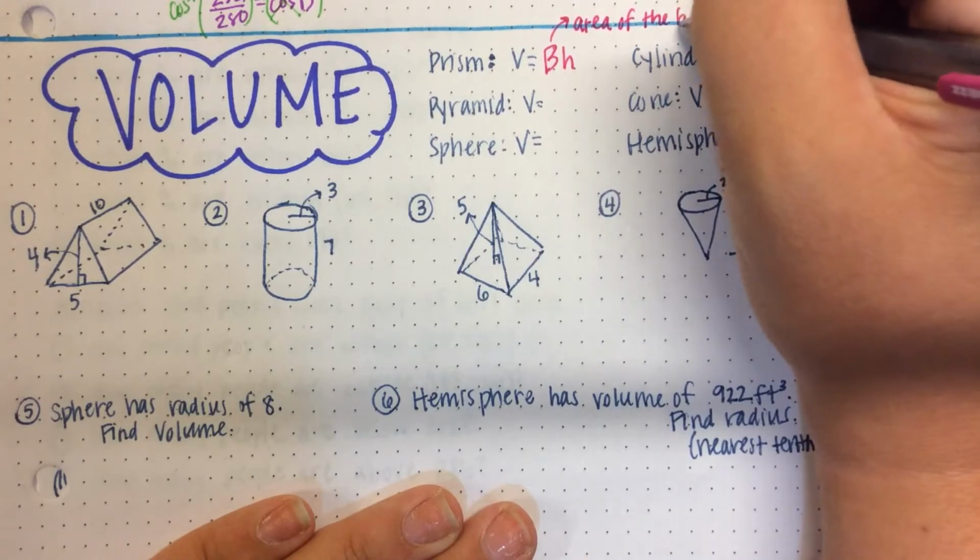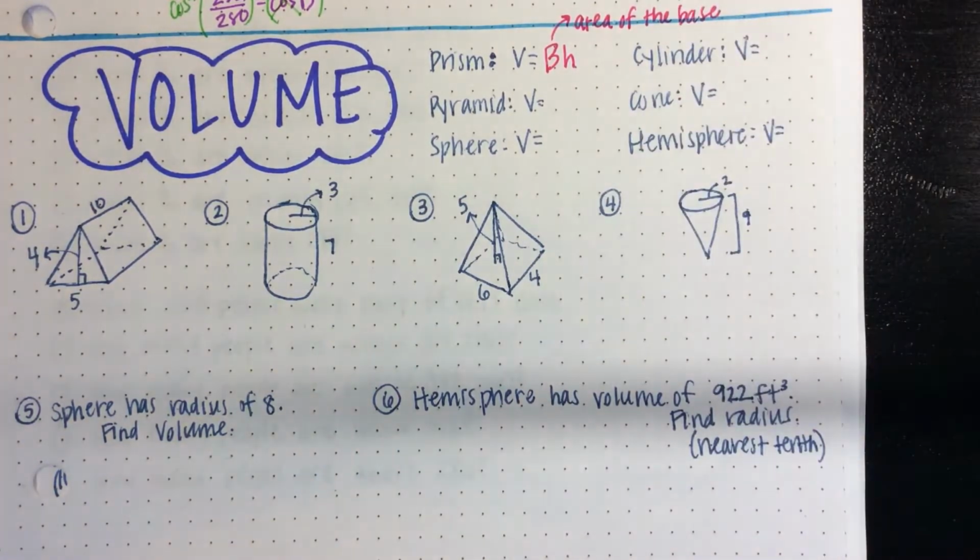And the reason that we put a capital B is because that area formula changes based on whatever the base is. So if your base is a rectangle, you could do length times width. If your base is a triangle, you can do 1/2 base times height. Okay, so it changes based on what shape you have.